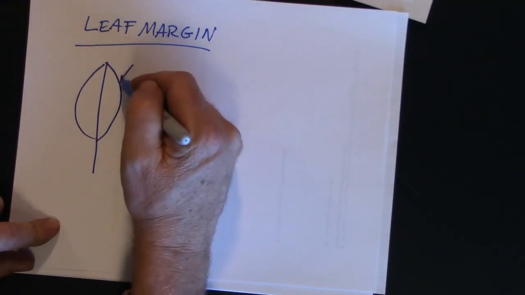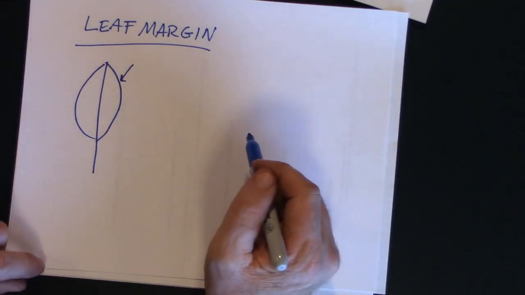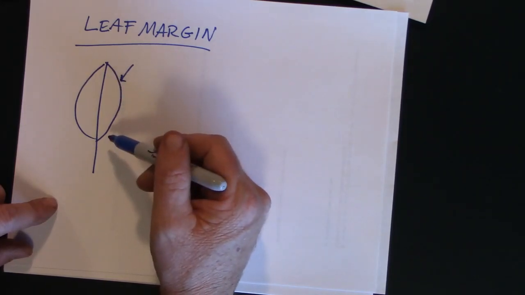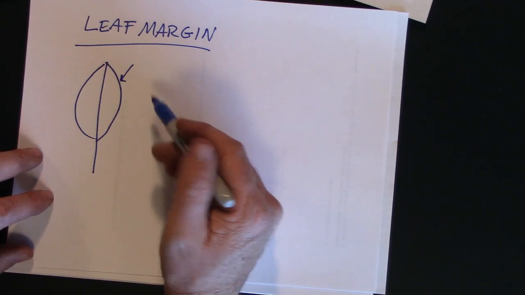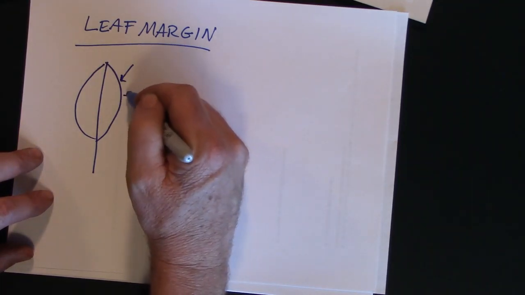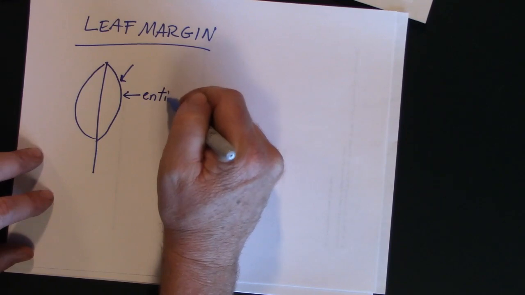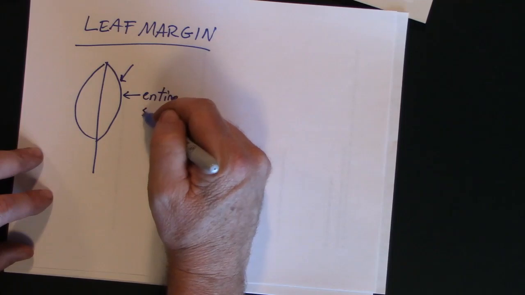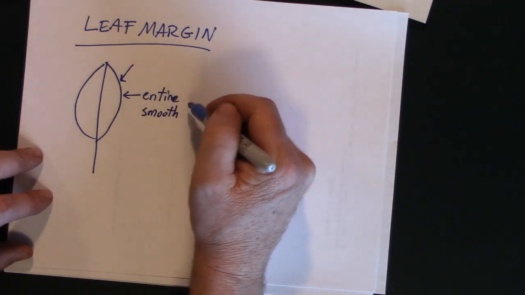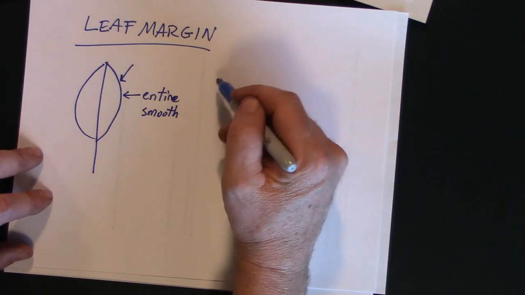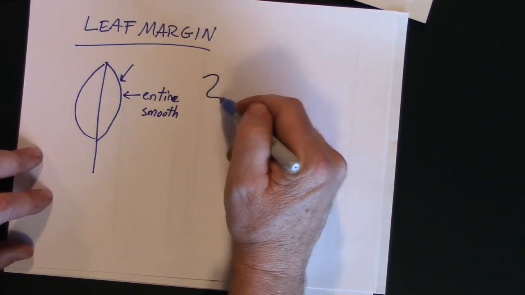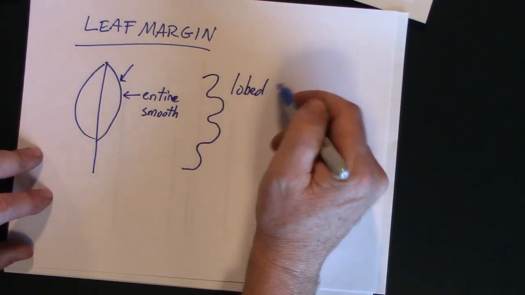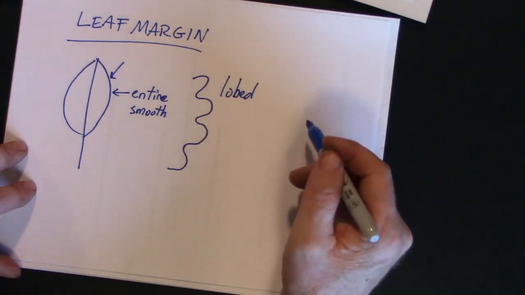But what about this edge? Like the margin of a paper, the margin of a leaf tells us a little bit about what the edge looks like. Maybe you've noticed this, maybe you haven't, but if it's smooth, like this one, we could call it entire. It's a more technical term for it. And we could also just call it smooth. Sometimes that leaf looks like this, and that would be lobed. And so we'll see some leaf margins like that.